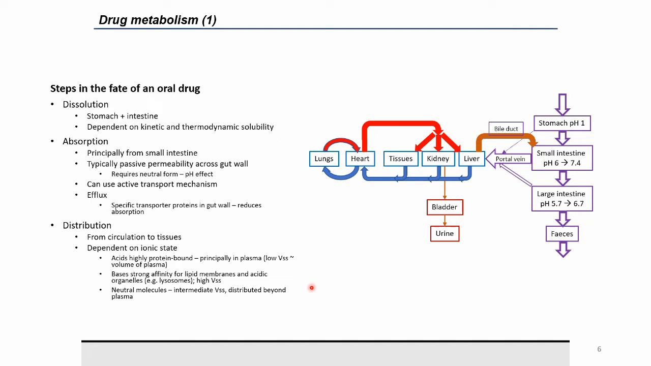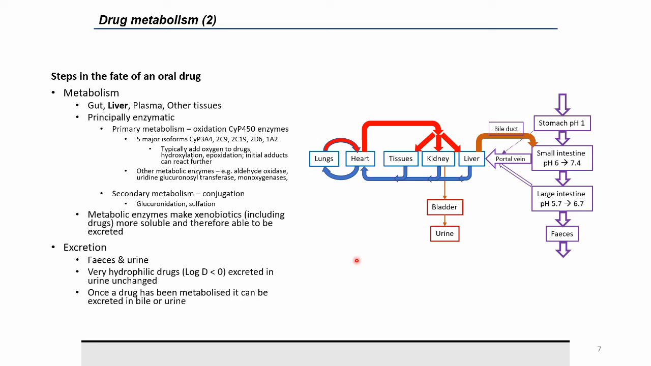Neutral molecules tend to be somewhat intermediate in terms of volume of distribution, but they are distributed quite widely beyond plasma. Now, that's the route, but there's also metabolism going on. Now, metabolism can occur in the gut, but principally happens in the liver. It can happen in the plasma. It can happen in other tissues as well. And again, principally, metabolism is by enzymes. And the major metabolic enzymes are split into two classes.